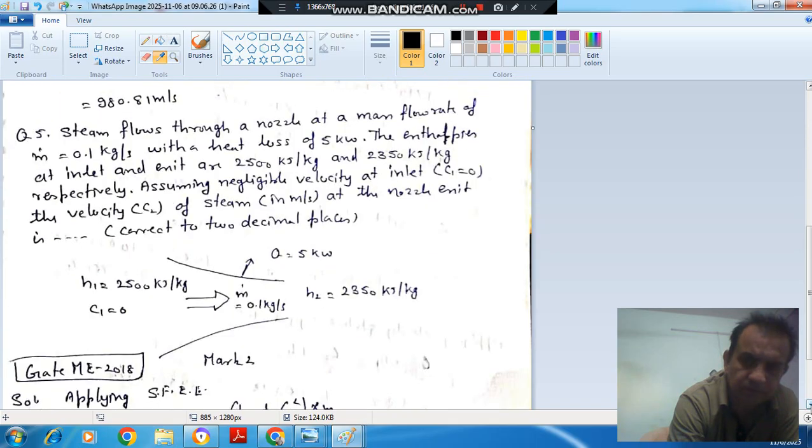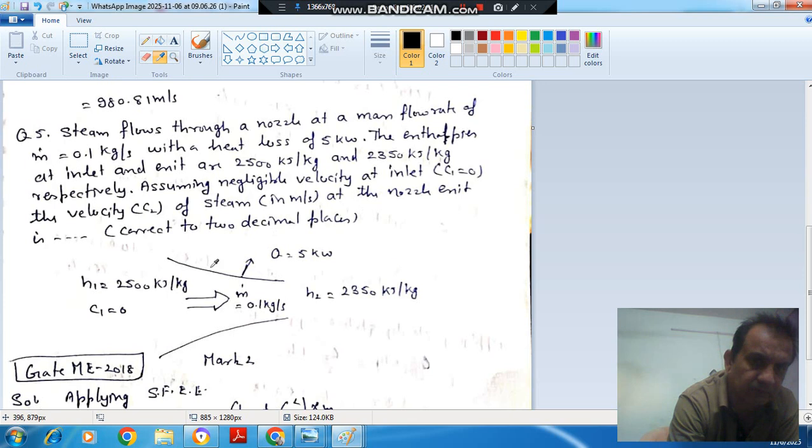So next question is: steam flows through a nozzle at a mass flow rate of m dot equal to 0.1 kilogram per second with a heat loss of 5 kilowatt. The enthalpy at the inlet and the exit are 2500 and 2350 kilojoule per kg respectively. Assuming negligible velocity at the inlet, C1 equal to 0, the velocity C2 of steam in meter per second at the nozzle exit is dash.